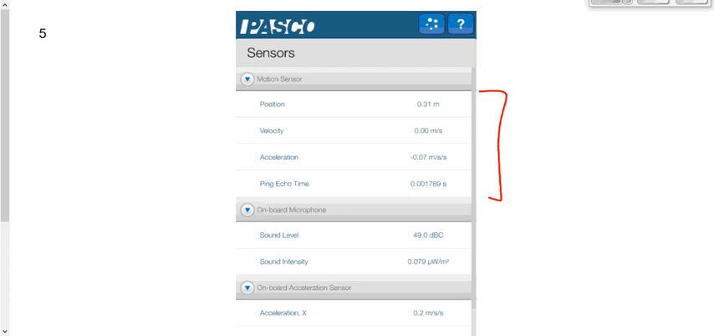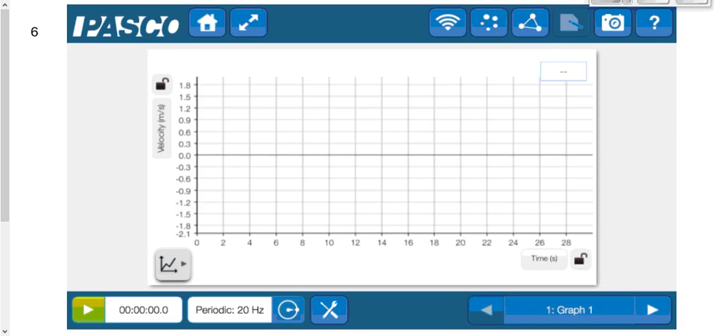Click on it, and it should connect it. Then you're going to go into the app, and you should see this screen. When you get to this screen, unlike last year where you would have clicked on position, this year, or at least today, you're going to click on velocity. So click on velocity. When you do that, it should take you to a screen that looks like this.